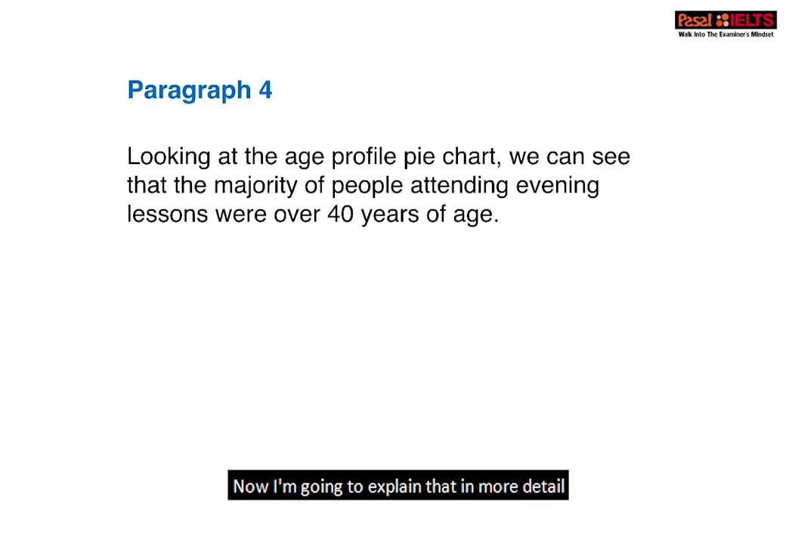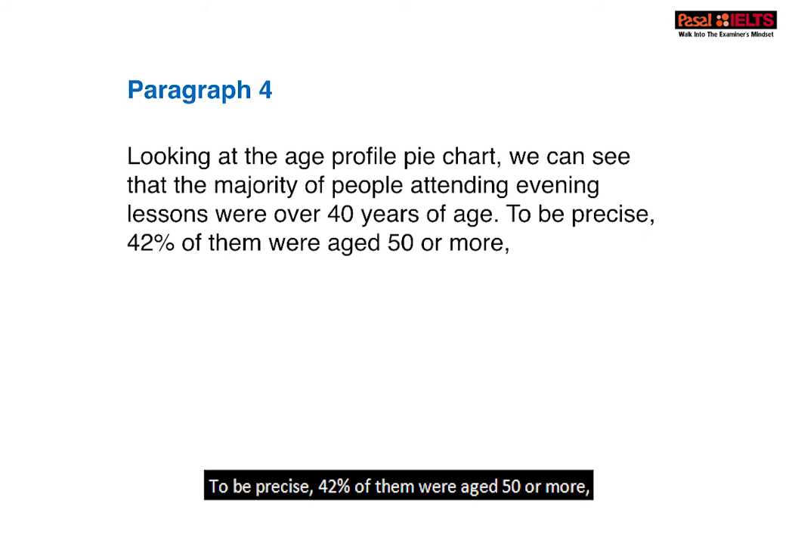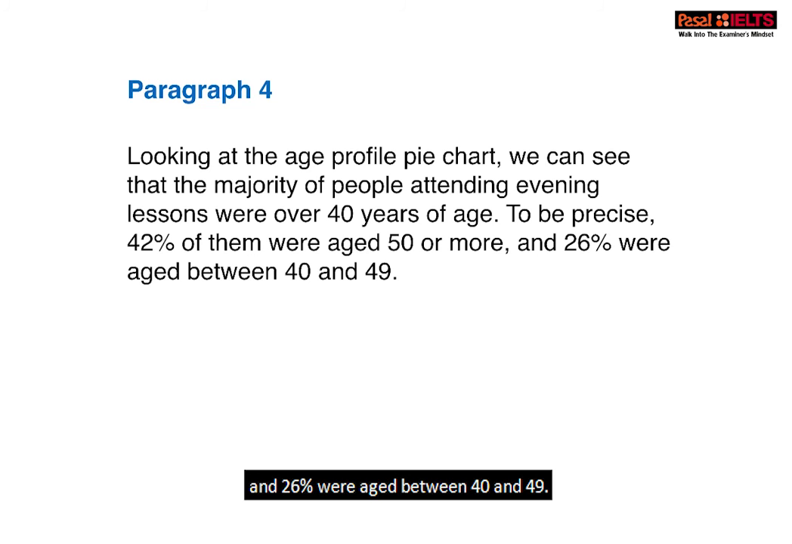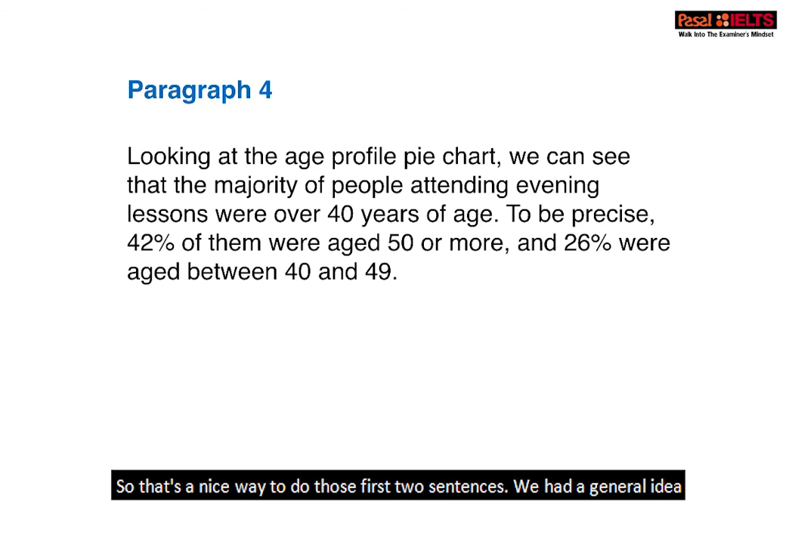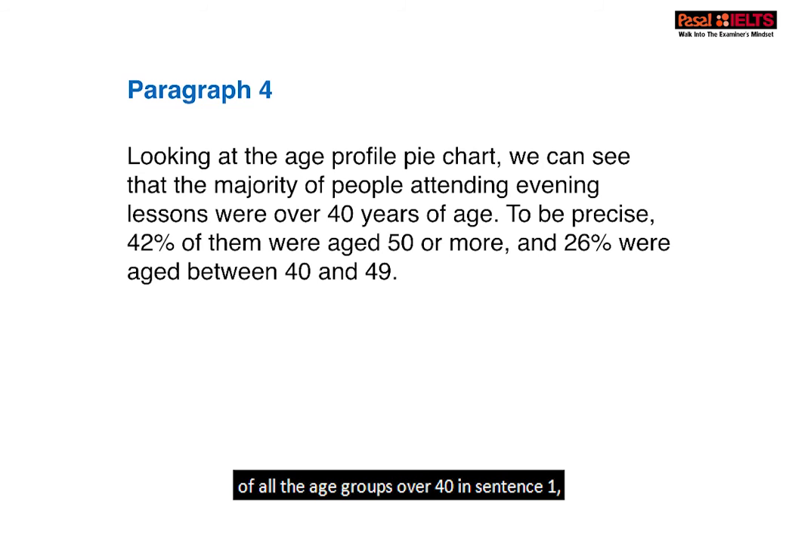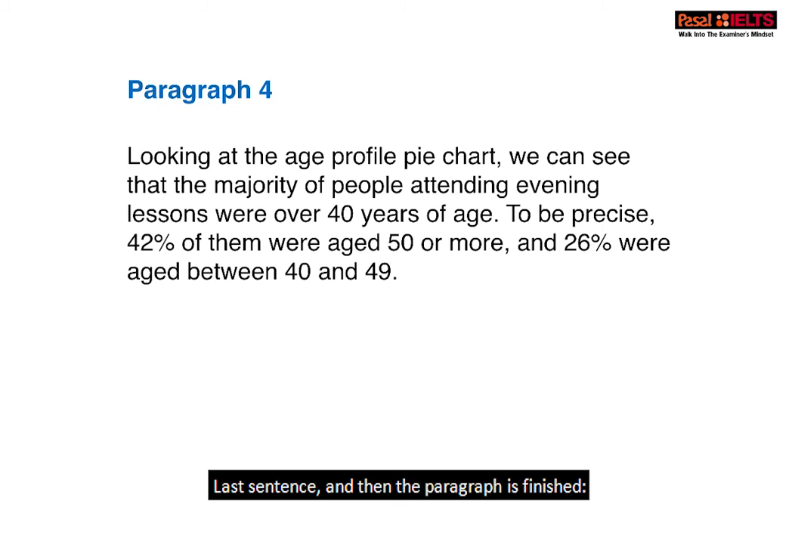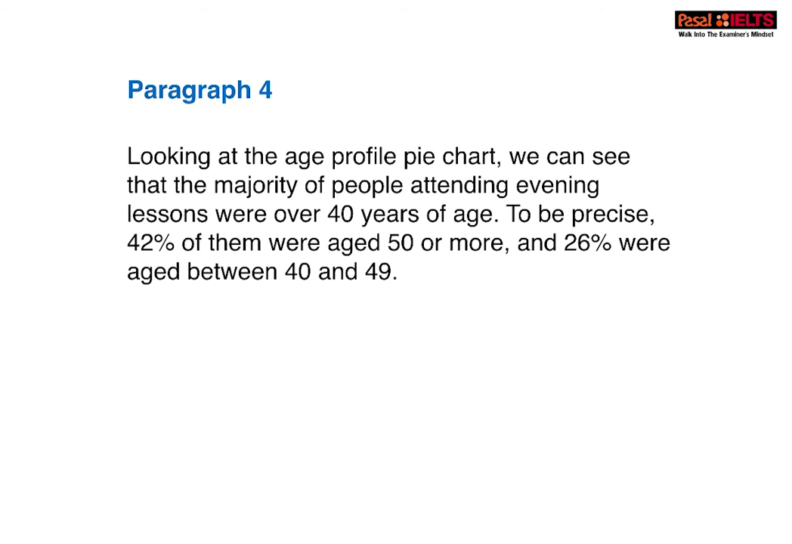Now I'm going to explain that in more detail. To be precise, 42% of them were aged 50 or more, and 26% were aged between 40 and 49. So that's a nice way to do those first two sentences. We had a general idea of all the age groups over 40 in sentence 1, and then I started with this phrase "to be precise" in sentence 2. I think that was a nice way of doing it, and we've got the figures in there. Last sentence, and then the paragraph is finished.